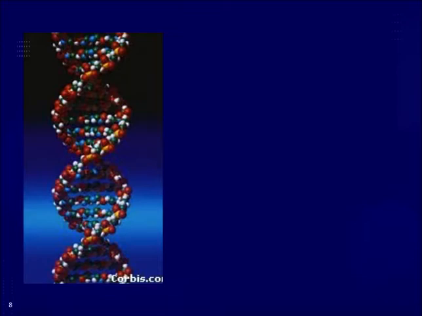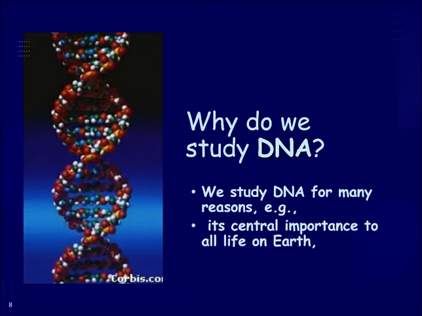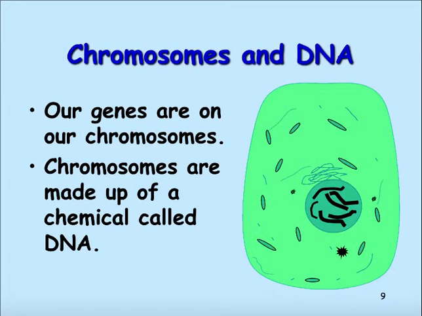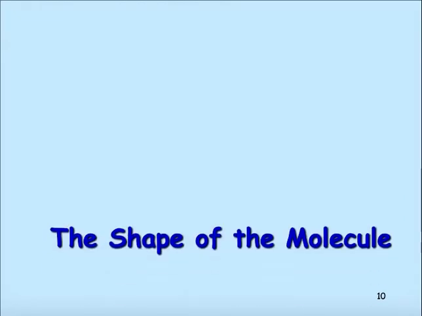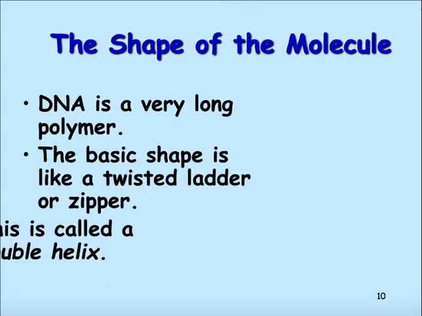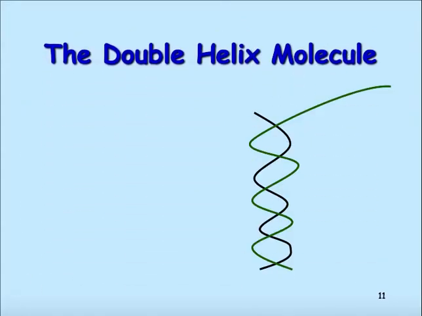So DNA actually has some basic building blocks. Our genes are in chromosomes, and DNA makes up our chromosomes, but it's a very long polymer, and it's a twisted ladder shape. So I'm going to show you what that is.